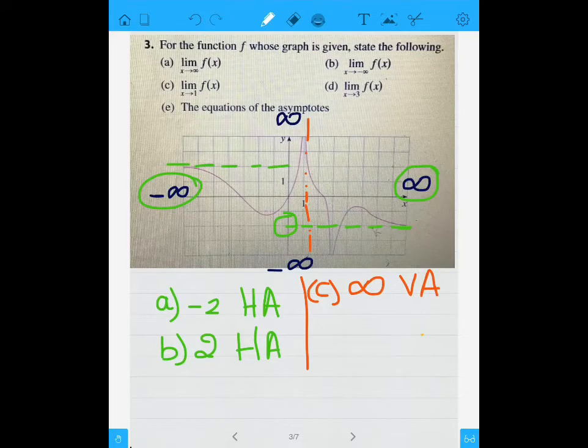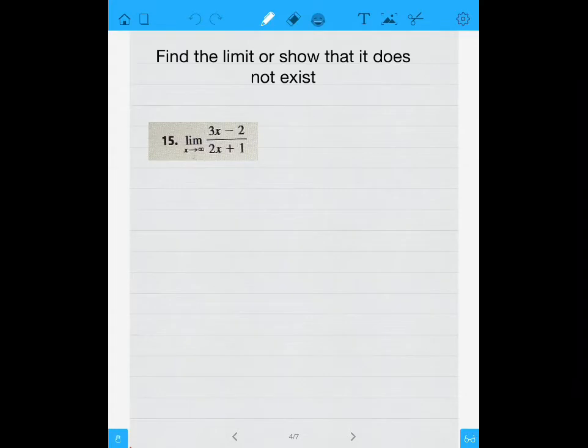Part D, x goes to 3. Then I draw the vertical line. We say it goes to minus infinity. Also, this is the vertical asymptote. This is in these questions where we want to find the limit.